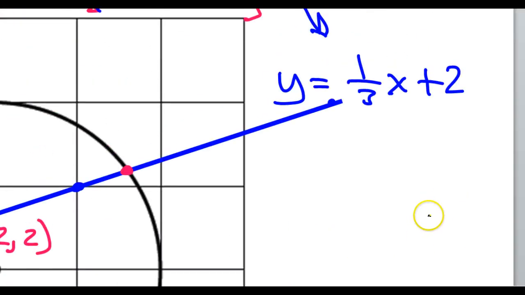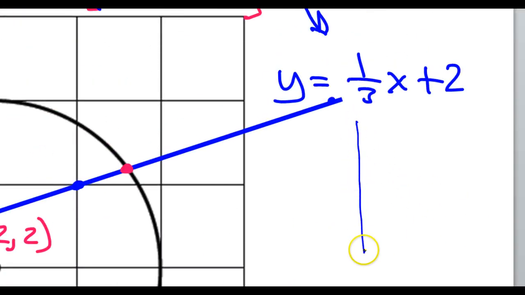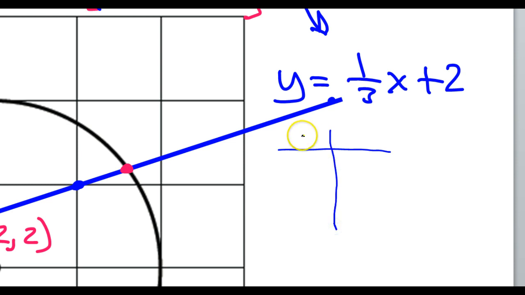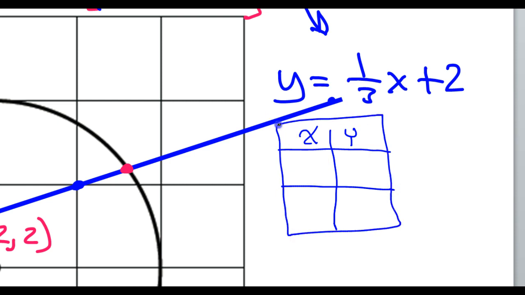Now we need the y values that go with them. So what I like to do is make a table of values. Alright, x's, y's, you know the deal. It's going to be a very small table because I only have two x values. I have 0 and 3.6. To find the y values that go with them, I'm going to use this y value equation. Alright, y equals 1/3 x plus 2.